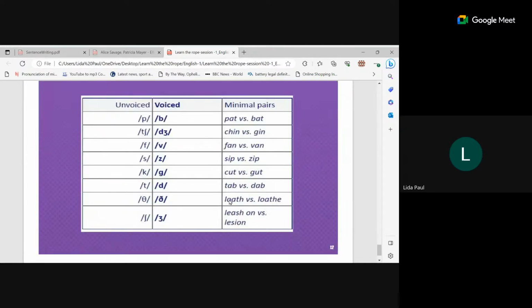Now, the last one here I have is voiced and unvoiced sounds, or for unvoiced, some people would use the word voiceless. Okay, instead of unvoiced, they would say voiceless. Both are same. Both mean the same. Whether they say unvoiced or voiceless, it's the same thing.